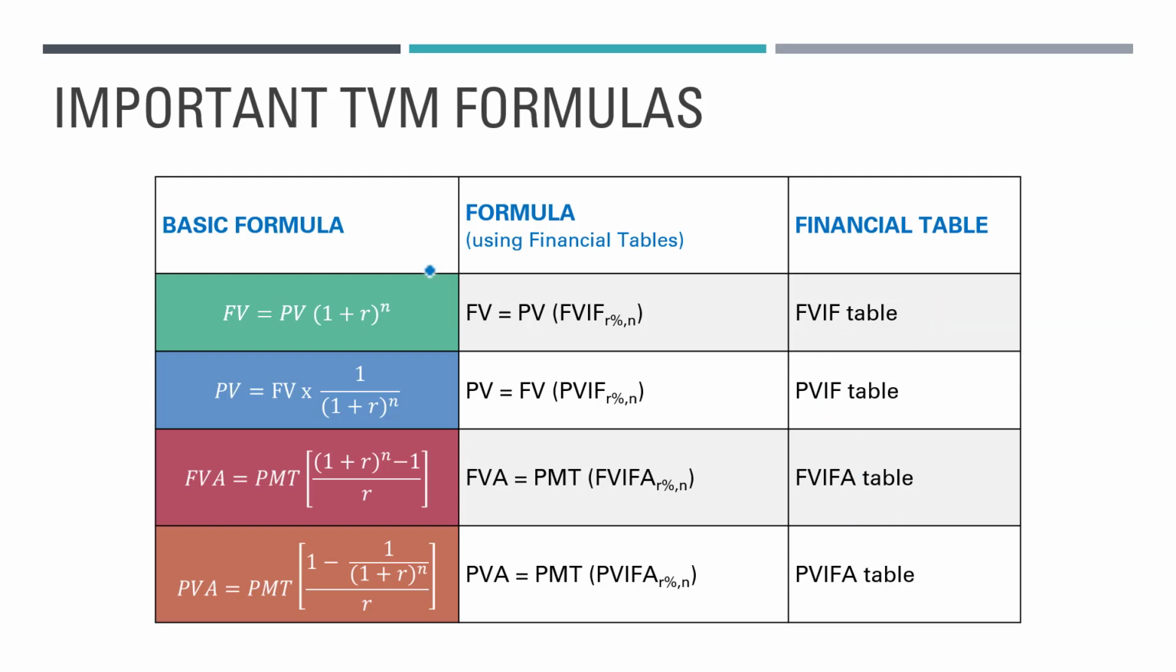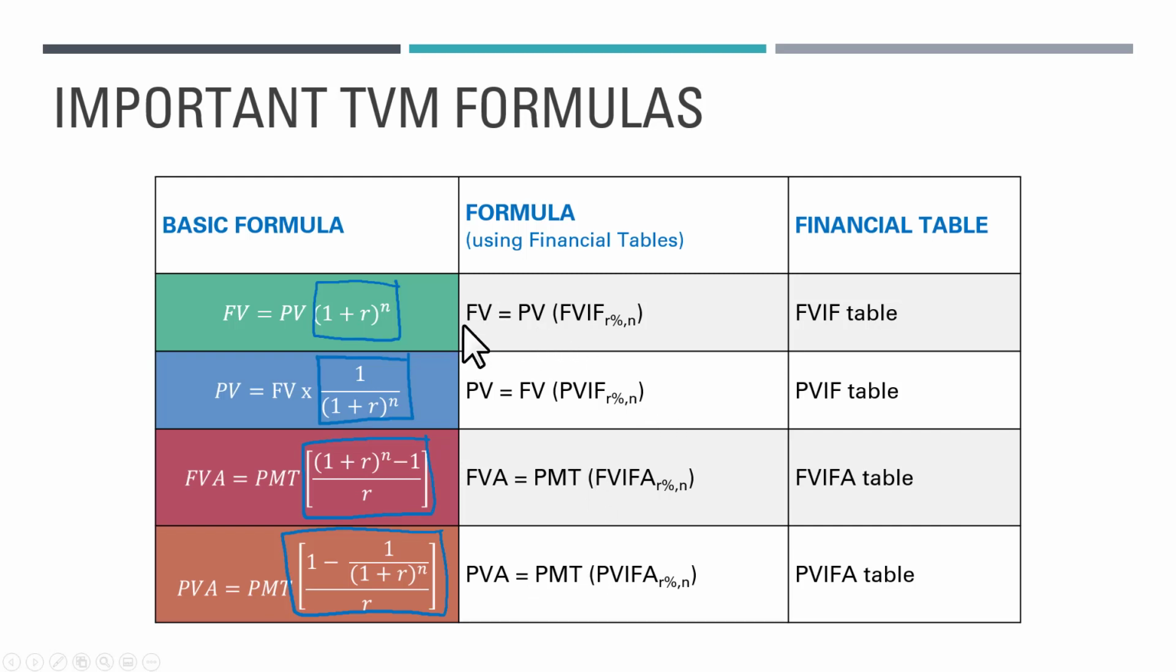So where are they? If you refer to the formula, you can see this particular portion is what we call the FVIF, future value interest factor. This portion here is the PVIF, this portion here is the FVIFA, future value interest factor for annuity, and this portion is PVIFA. If you combine these, it's easy to tell that another way of writing FV would be PV times FVIF. Then PV would be equal to FV times PVIF, and so on. So it's not that difficult to remember.